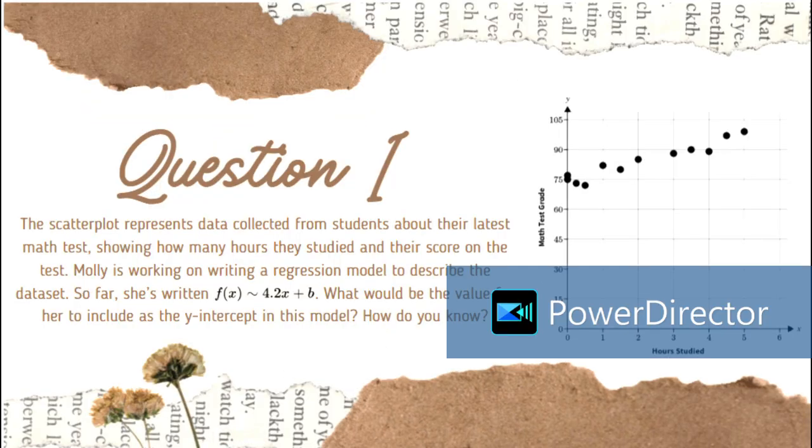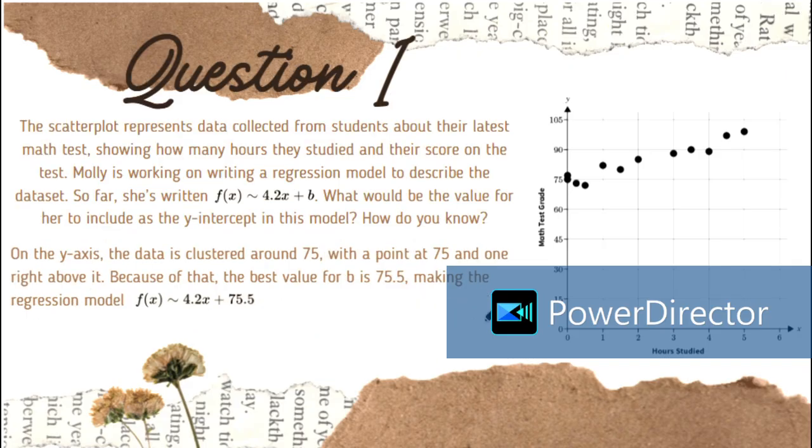Here's question 1. This is all you. The scatter plot represents data collected from students about their latest math test, showing how many hours they studied and their score on the test. Molly is working on writing a regression model to describe the data set. So far, she's written f of x, woohoo, 4.2x plus b. What would be the value for her to include as the y-intercept on this model, and how do you know? Pause it, figure it out, come back.